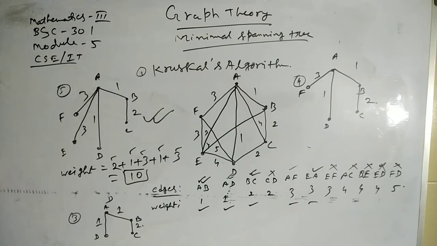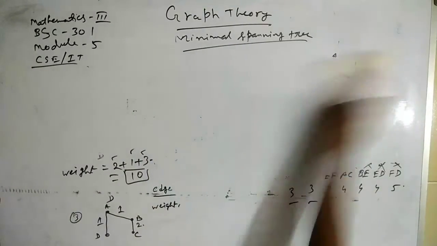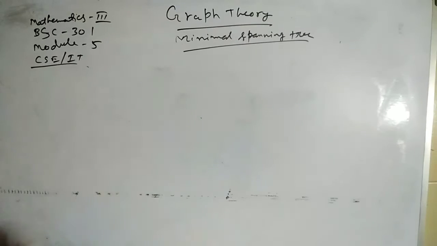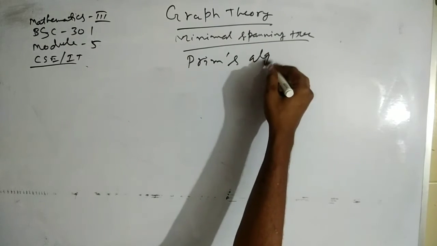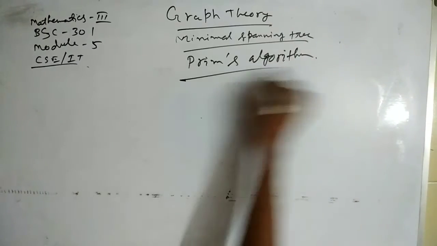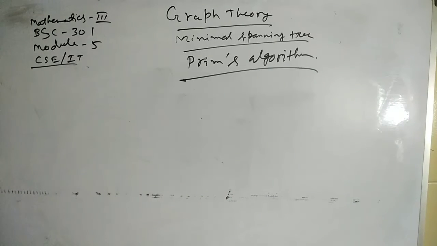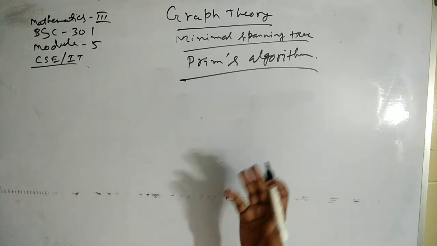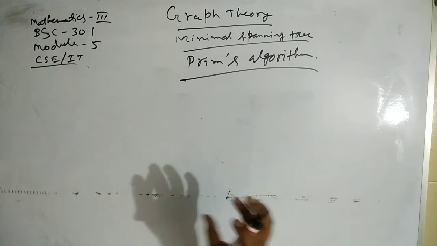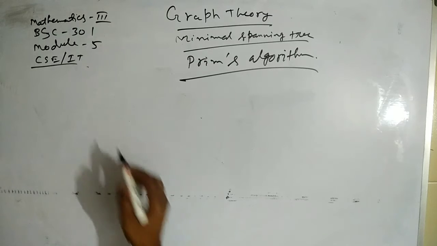Now I will discuss Prim's algorithm. Okay. So the next topic is Prim's algorithm for finding the minimal spanning tree. To discuss Prim's algorithm, I am first taking an example so that you can understand easily, and while finding the minimal spanning tree using Prim's algorithm, I will tell you the procedure. Okay, so I am drawing a graph.